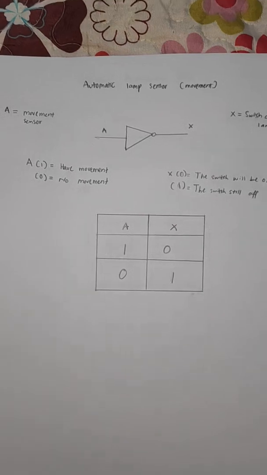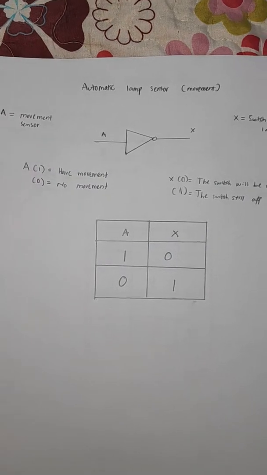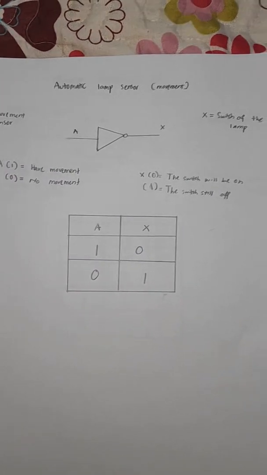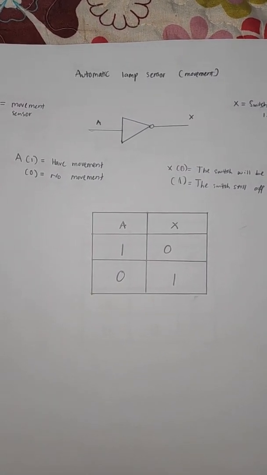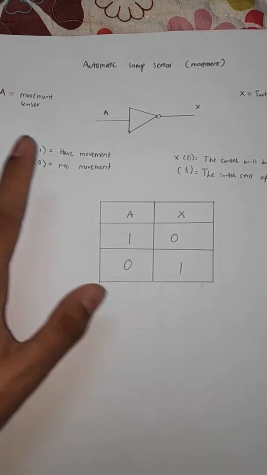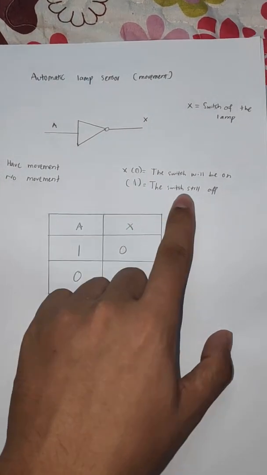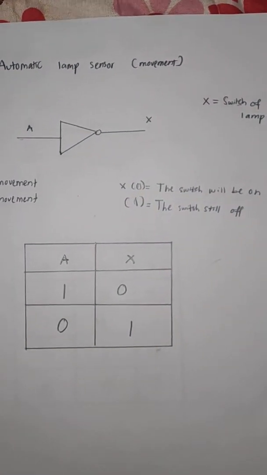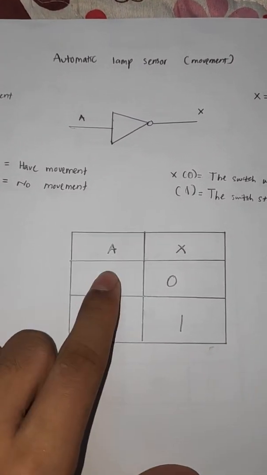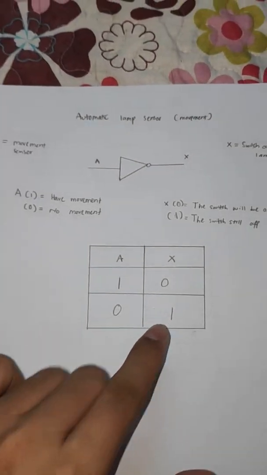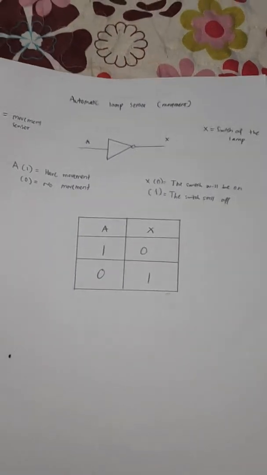Okay, the first application is an automatic lamp sensor for movement. A is the movement sensor, and the output X will be the switch of the lamp. For A, 1 means there is movement and 0 means no movement. For X, 0 means the switch will be on, and 1 means the switch stays off. So if A is 1, there is movement, so the switch will be on, and if A is 0, there is no movement, so the switch stays off.